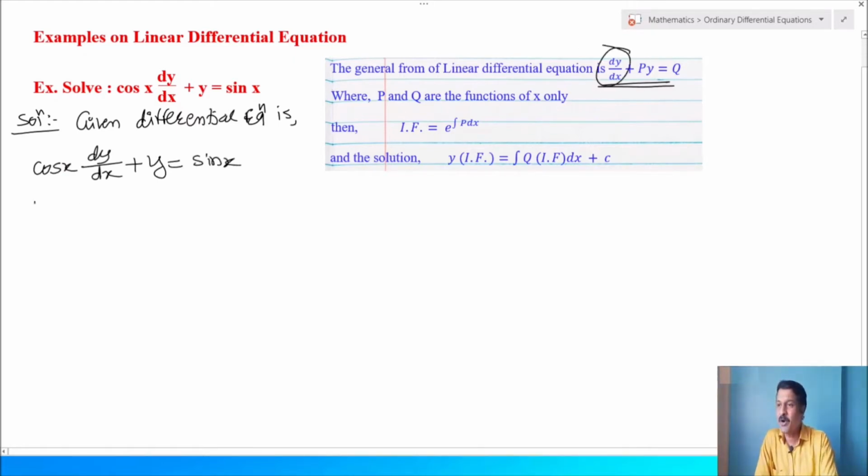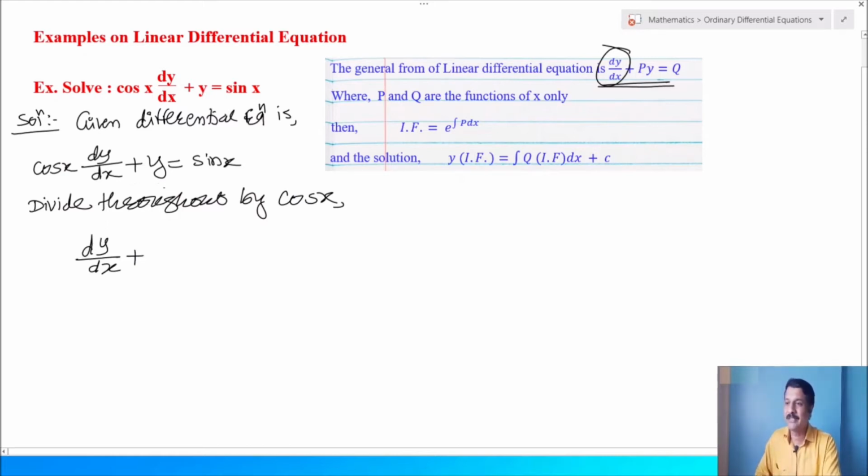So divide throughout by cos x. So what am I getting here? I am getting dy by dx plus, where 1 by cos x is nothing but sec x, y equal to sin by cos, which is tan x.